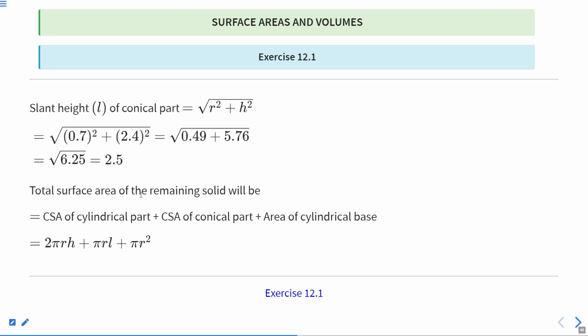Okay, total surface area of the remaining solid will be curved surface area of cylindrical part plus curved surface area of the conical part plus area of the cylindrical base. And here we know the curved surface area of cylindrical part is 2 pi rh, curved surface area of conical part is pi rl, and area of the cylindrical base is pi r square. So the total surface area of the remaining solid will be 2 pi rh plus pi rl plus pi r square.